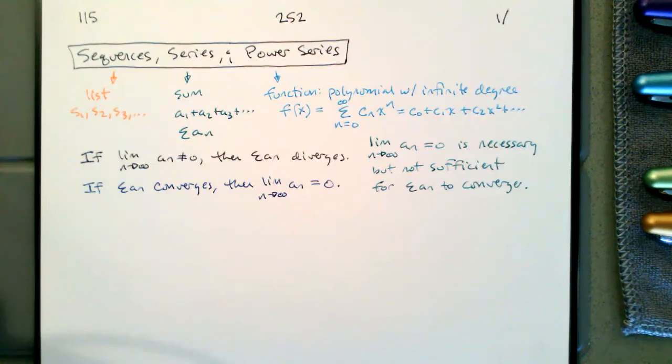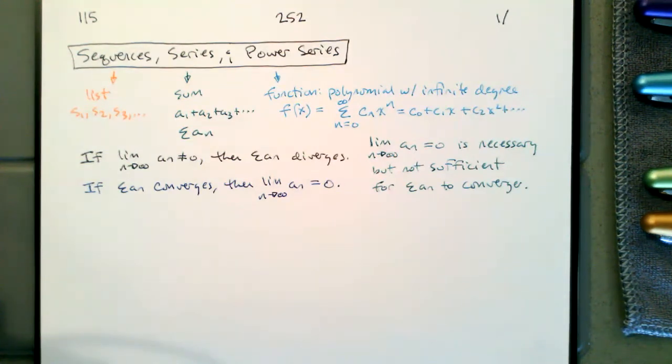The big thing that we have is our necessary but not sufficient condition. If the limit of the terms is not zero, then the series diverges. This is logically equivalent to the contrapositive: if a series converges, then the limit of the terms must be zero. But this is not a sufficient condition for convergence. Yesterday, we saw that the harmonic series diverges even though the limit of the terms is equal to zero.